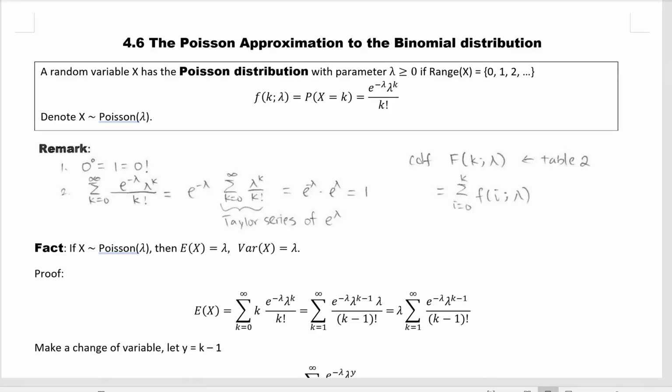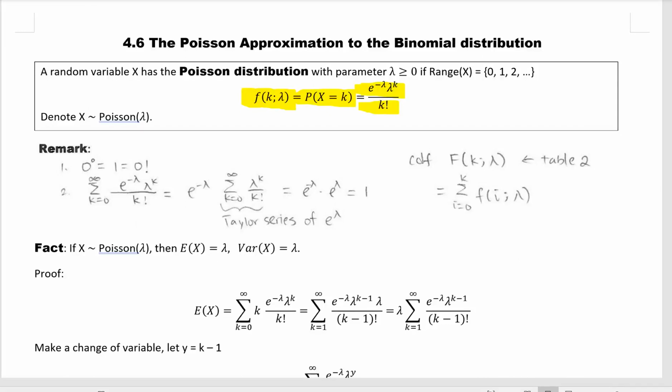So last time we talked about session 4.6, the Poisson approximation to the binomial distribution. So what is the Poisson distribution? It has PMF, small f(k; lambda). Here lambda is the parameter, okay? That is the PMF, the probability X equals k, and this is the formula: e to the minus lambda times lambda to the k over k factorial.